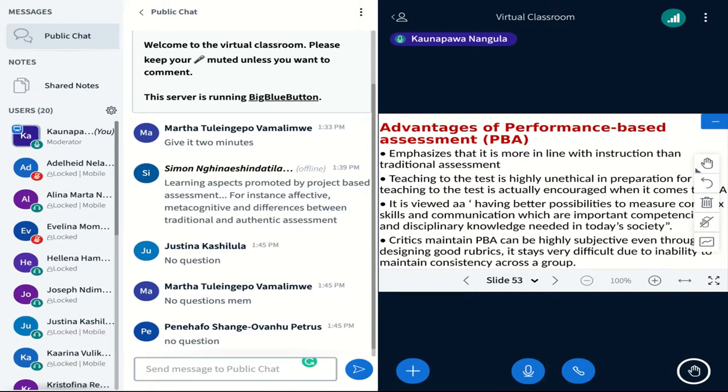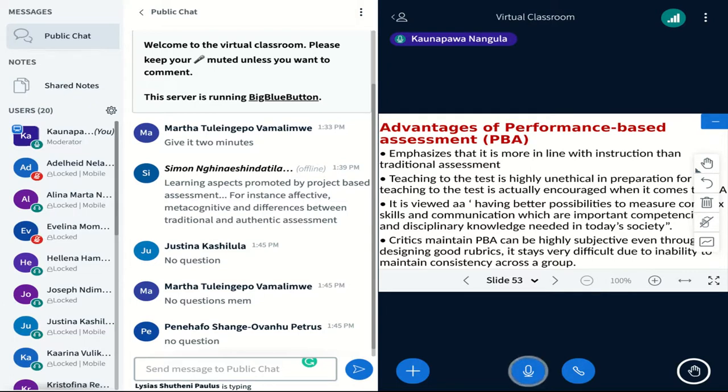Other experts agree that teaching to the test is highly unethical. So that's what happens in the traditional assessment, where teaching to the test is not encouraged, as it has been mentioned. And teaching to the test is actually encouraged when it comes to performance-based assessment.